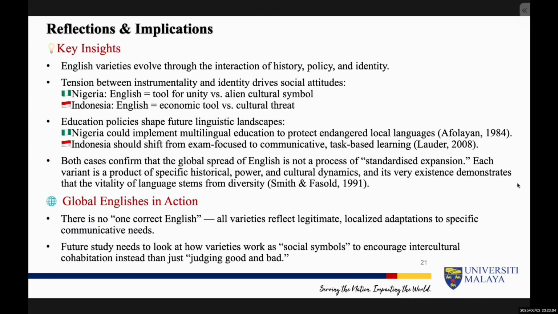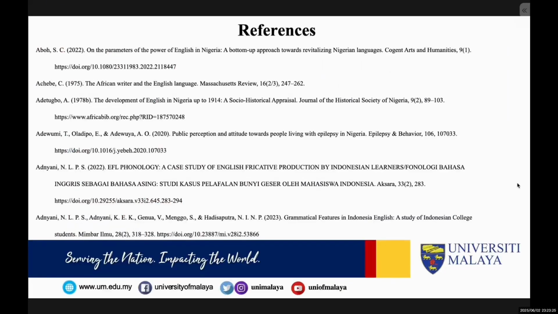Most importantly, this shows us that global English is diverse. There's no single correct English. Each variety adapts to local needs. So we should respect these varieties not as broken English, but as valid, evolving forms of communication. So next is our reference.